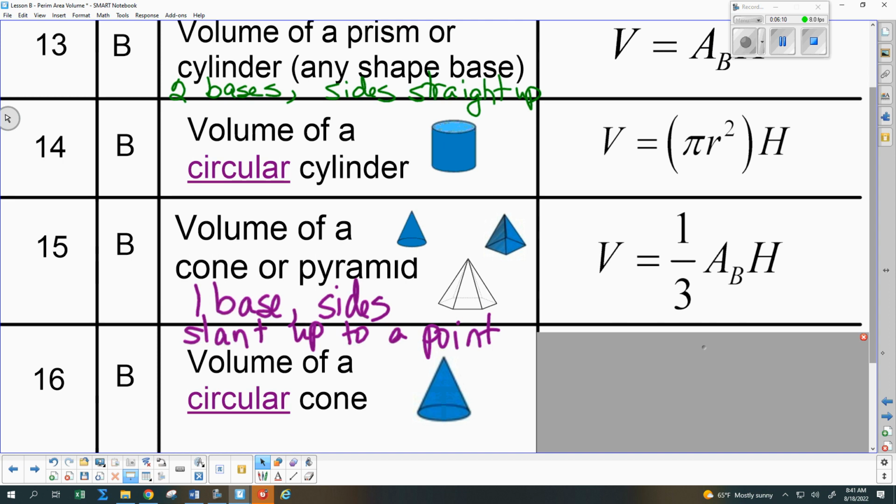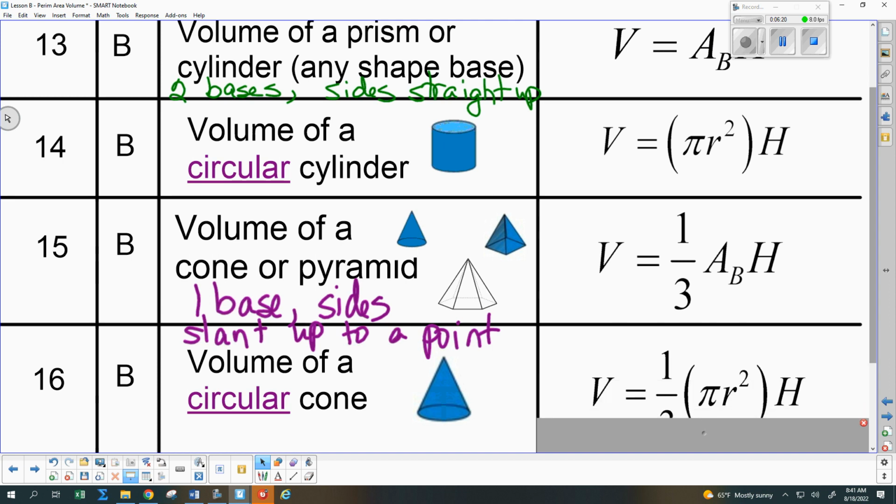However, if it is a circle and the base is a circle, what's my area of a circle again, everybody? I just changed this AB to a pi r squared, so I have 1/3 pi r squared h. I don't memorize the circle ones separately.